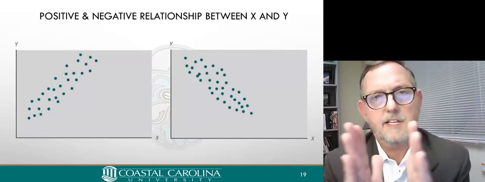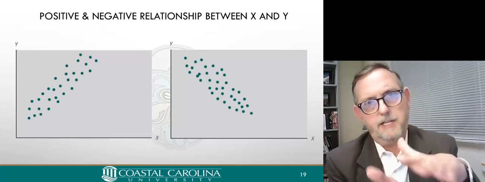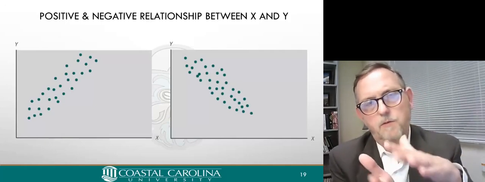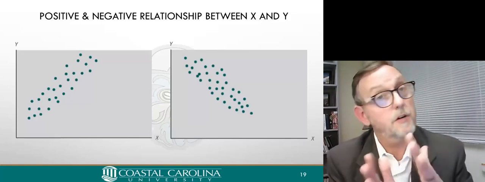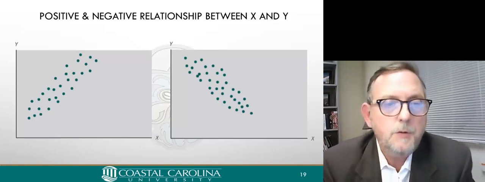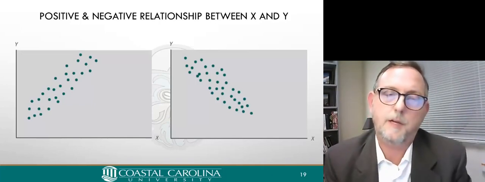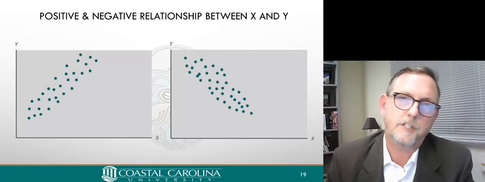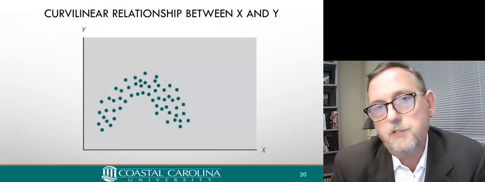If you see that the data is very narrow, packed together like in a line, with a very narrow width, that would show a very strong relationship to each other. If they're really spread out but moving in the right direction, that would show a less strong relationship. And finally, we have a curvilinear relationship between two variables.